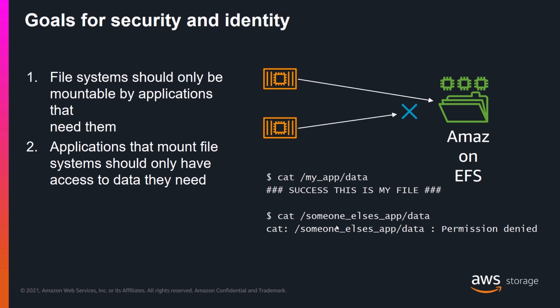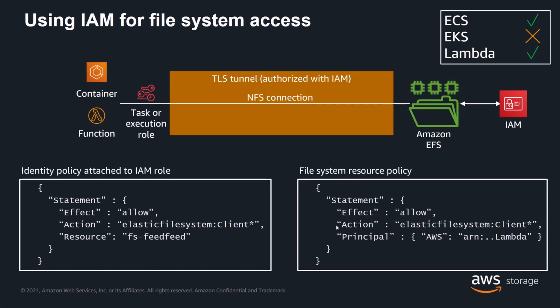And so let's talk about using IAM to authorize, let's say, your ECS task to access your file system. So this is really easy to set up. You'll first give your task an IAM role and then click the box to use that role to authorize with EFS. If you don't check the box, EFS will treat your task as anonymous.